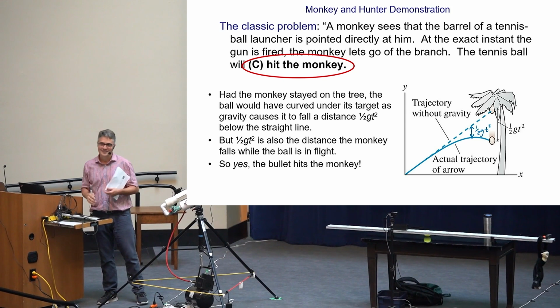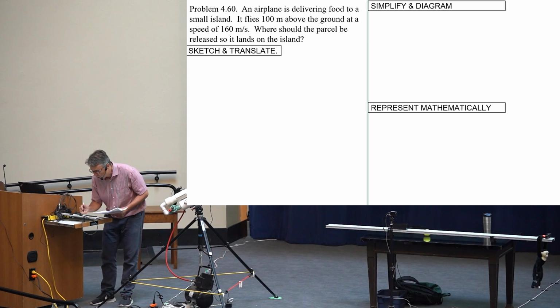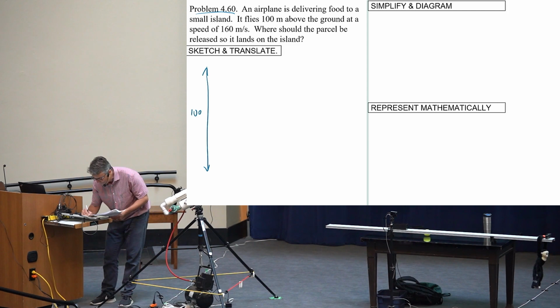Do we have a little bit of time? I'm going to do a quick little example of problem 4.60. An airplane is delivering food to a small island. It flies 100 meters above the ground. So put 100. And here's an airplane. It's always good to do a little sketch.